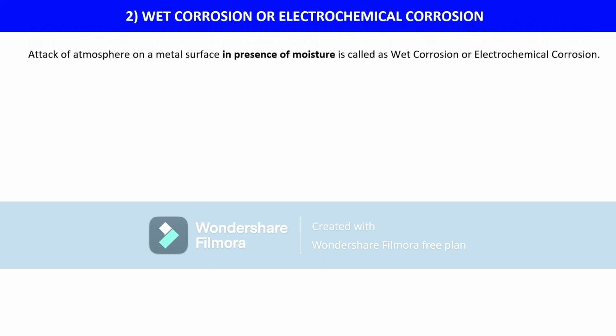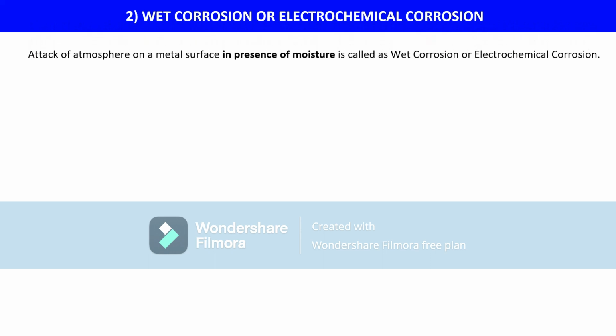Today's topic is wet corrosion. As you have seen in the previous class, what is corrosion and how many types of corrosion there are. We have seen that corrosion is classified into two types. One is dry corrosion, also called chemical corrosion. The second type is wet corrosion, also known as electrochemical corrosion. Why it is called electrochemical corrosion, I will try to explain. But before that, we should know what wet corrosion is.